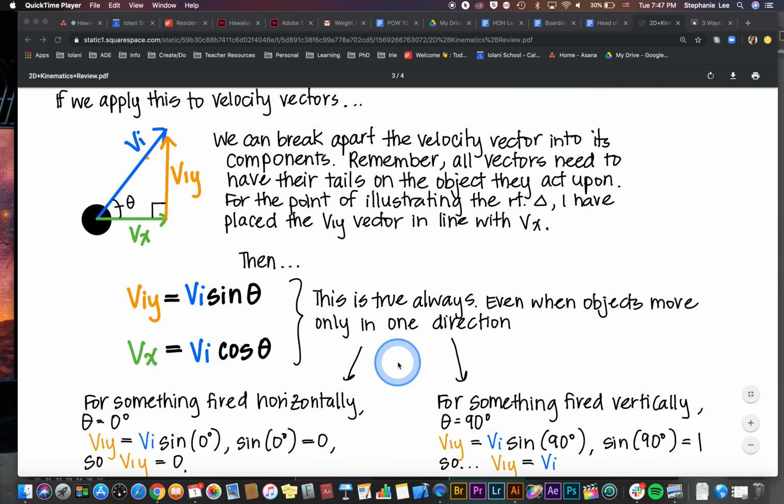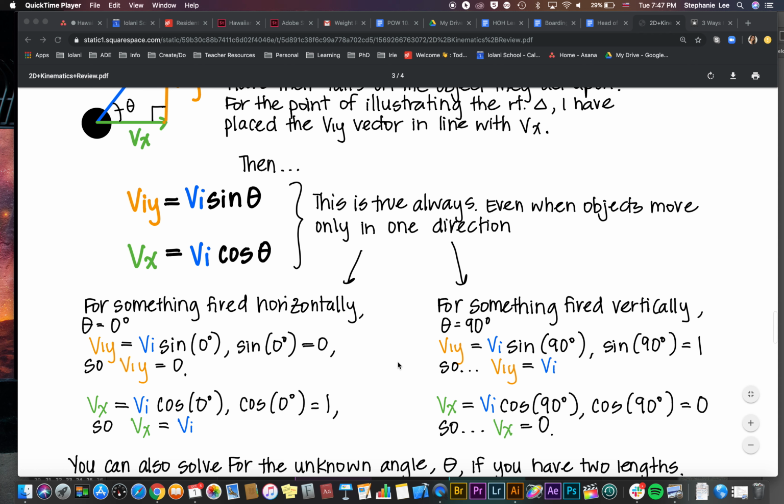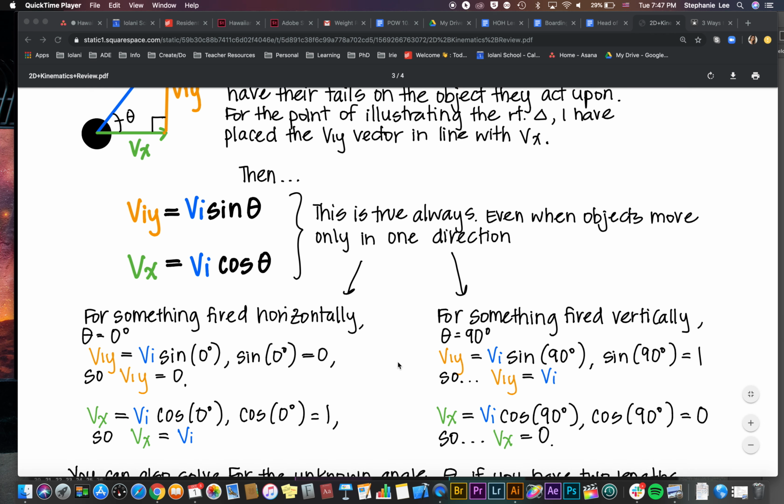And you don't ever have to memorize things like an object fired horizontally has a viy that's 0. You can always rely on math to tell you the truth about things. And that's part of the reason why I love physics, is because things are true when they're true all the time, not only sometimes. So if you're confused about why an object fired horizontally has a viy of 0, feel free to plug in the angle of fire. So for something fired horizontally, theta is 0. Sine of 0 is 0. And so vi times sine theta, which tells you viy, would be 0.